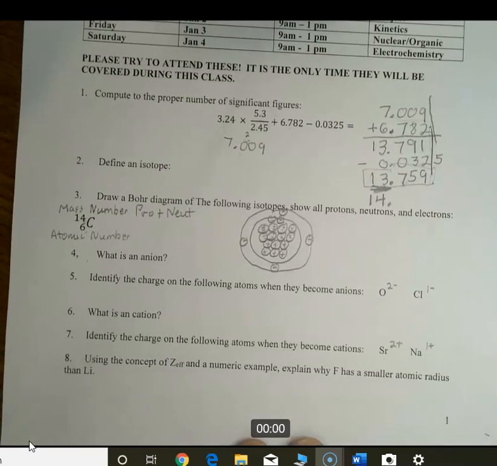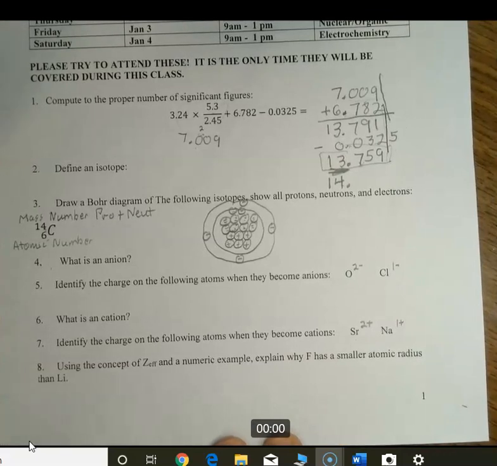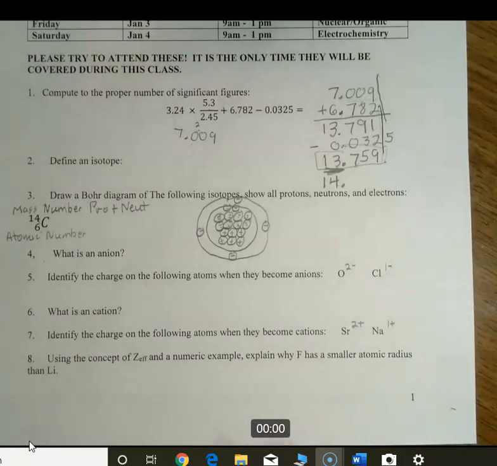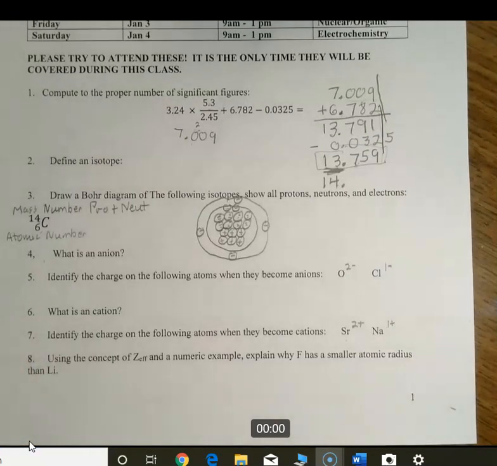All right. Using the concept of Z effective and a numeric example, explain why fluorine has a smaller atomic radius than lithium. Okay. Well, as I said, I'm not going to write the words out. I will speak them, but I will do the numeric example. So fluorine, Z effective, is the number of protons minus the number of core electrons.